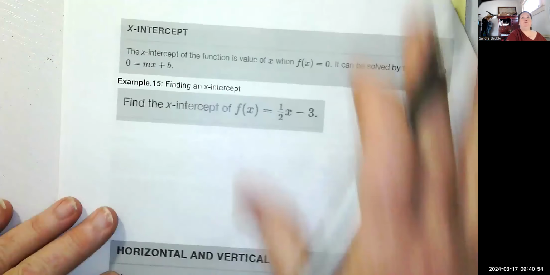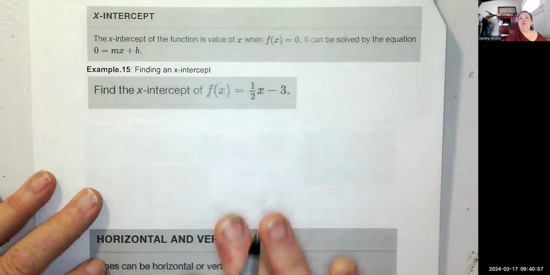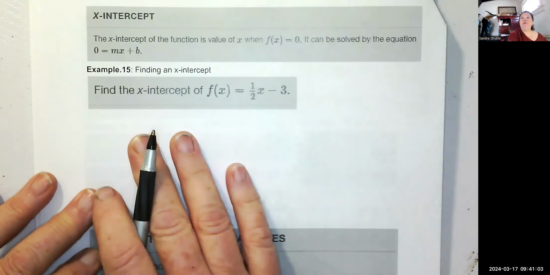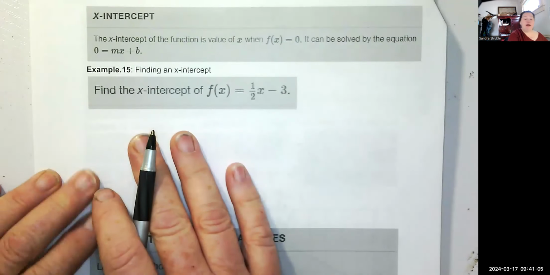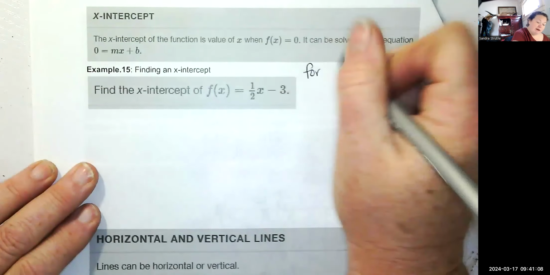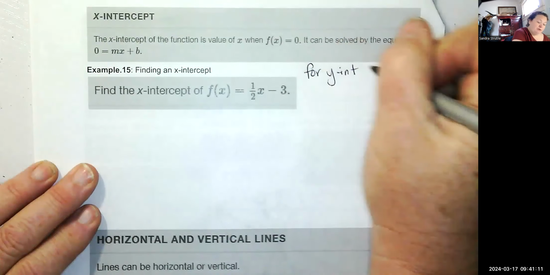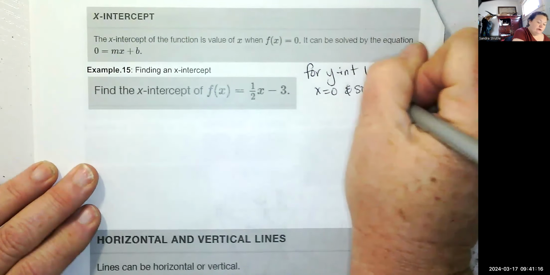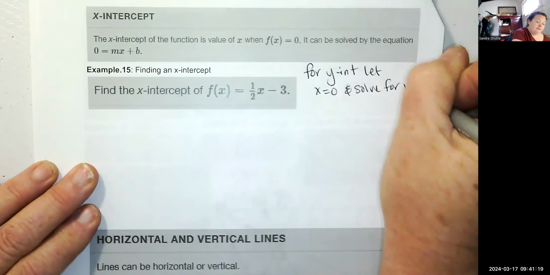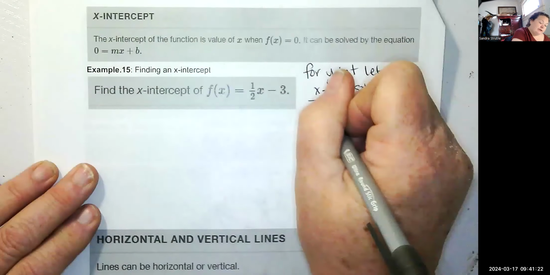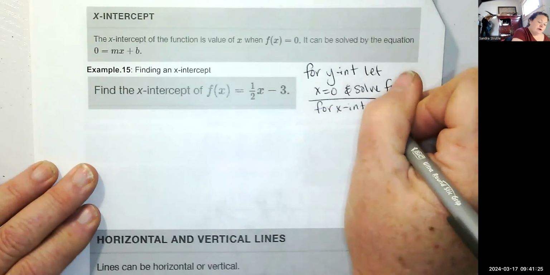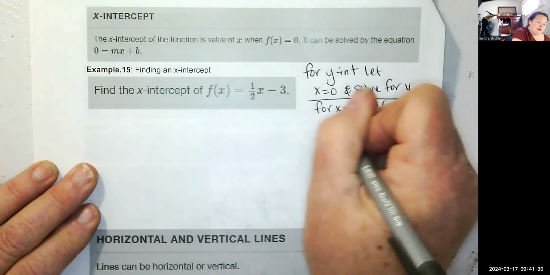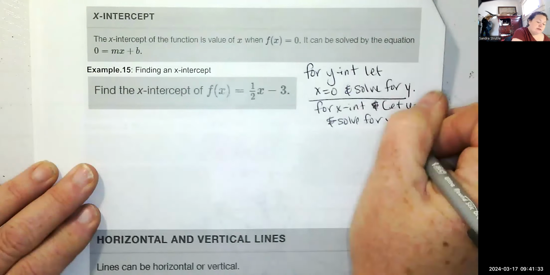Oh, x-intercepts. Cool. To find y-intercepts, we let x equal 0 and solve for y. For x-intercepts, we're going to let y equal 0 and solve for x. So I'm going to write both of those. For the y-intercept, you let x equal 0 and solve for y. For the x-intercept, we're going to let y equal 0 and solve for x.